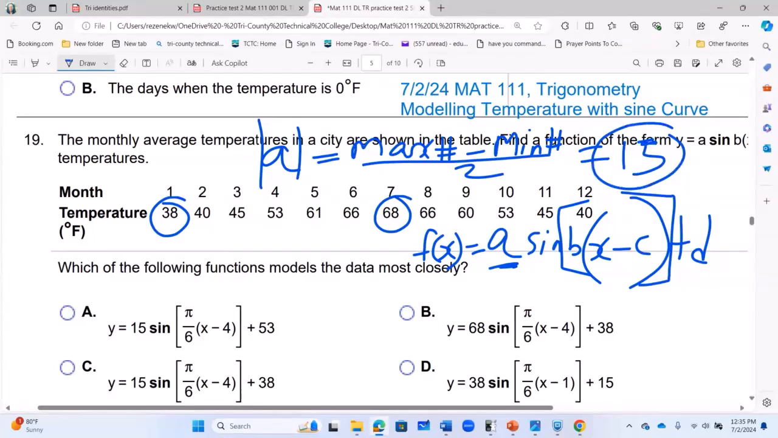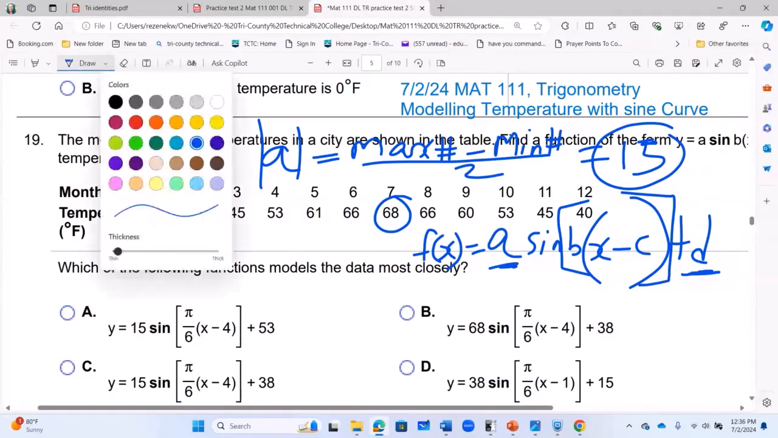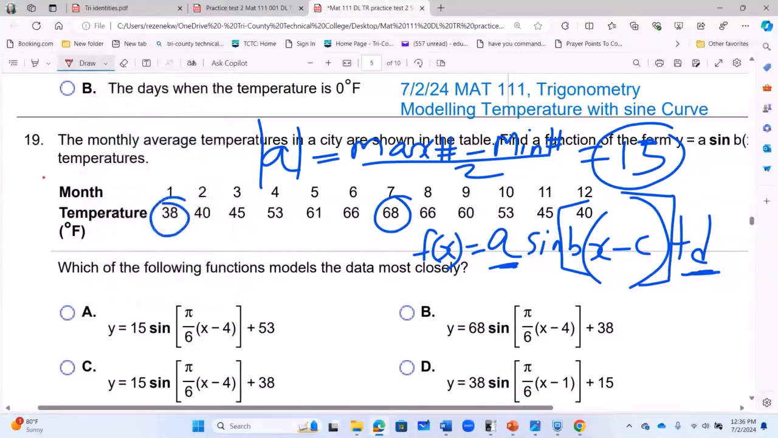Now, I want to estimate D, the vertical shift. You want to estimate the vertical shift, D. The estimate of D is the average of the maximum plus minimum. So add maximum plus minimum, 68 plus 38, divided by 2. So this is the vertical shift.